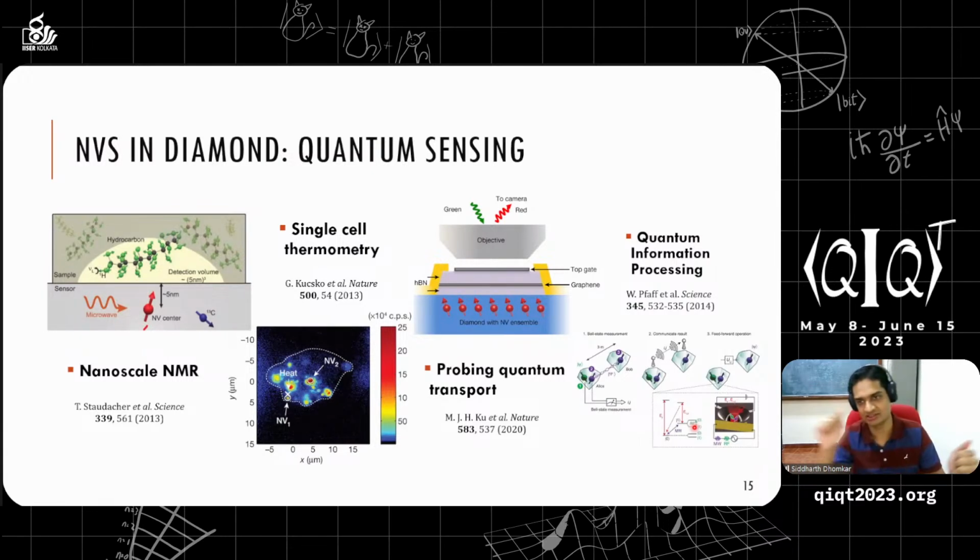Obviously, initialization and readout fidelities are not high enough at room temperature. So that's why in most cases you want to work at low temperature. And you can also use nuclear spins. I'll talk a bit about it.